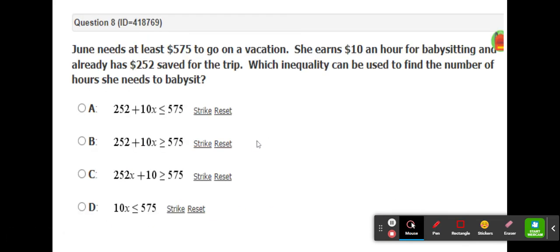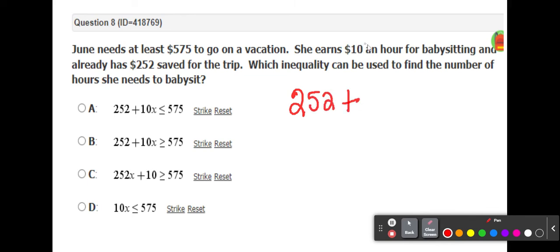Number 8. June needs at least $575 to go on vacation. She earns $10 an hour for babysitting and already has $252 saved for the trip. So which inequality can we use to find the number of hours she needs to babysit? So she already has $252, and she's going to add to that $10 an hour for babysitting. So that's going to be our part that we're going to use to solve. She needs to go at least, which means she needs that amount or higher.